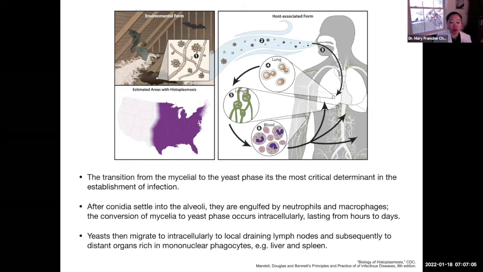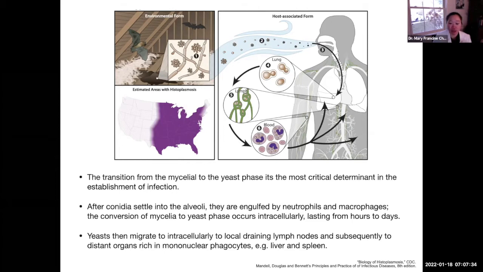So really, the most critical determinant in the establishment of the infection is the transition from the mycelial or the saprobic phase to the yeast phase. So your mycelial, your microconidia, to the yeast phase, that's the transition that needs to happen for infection to establish. So after your conidia, your microconidia settle into the alveoli.